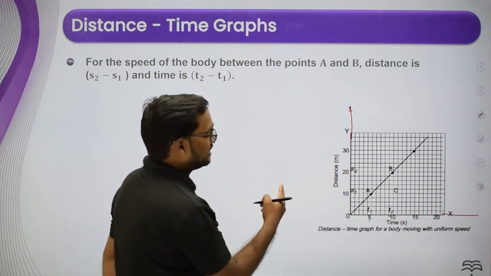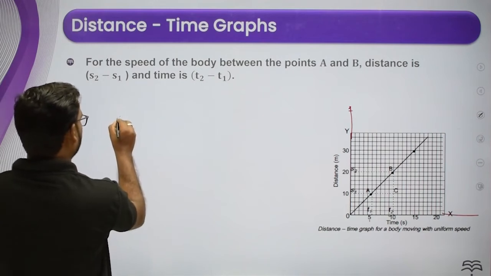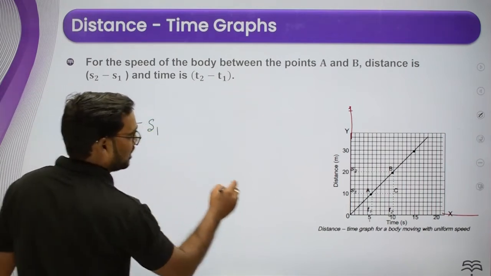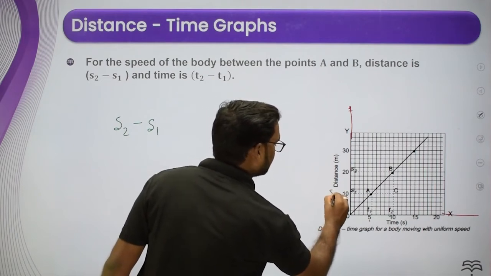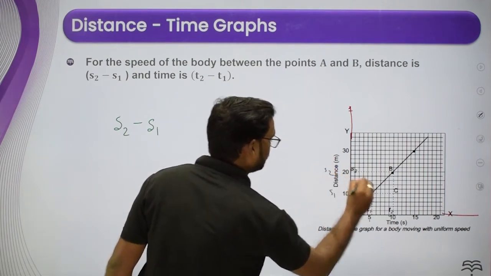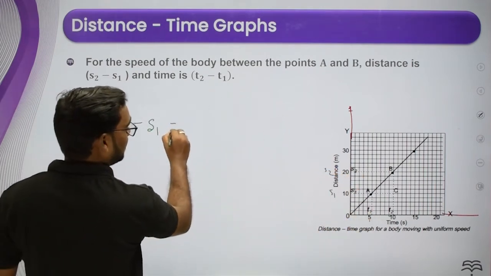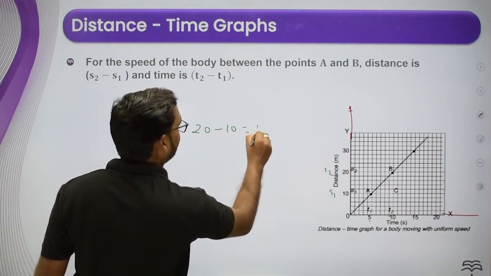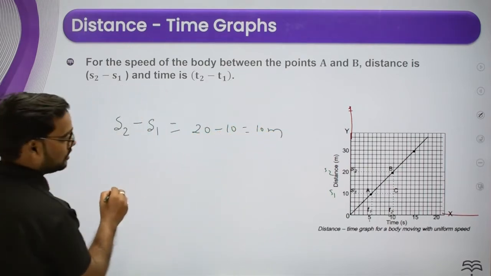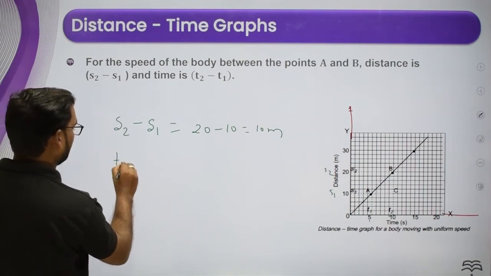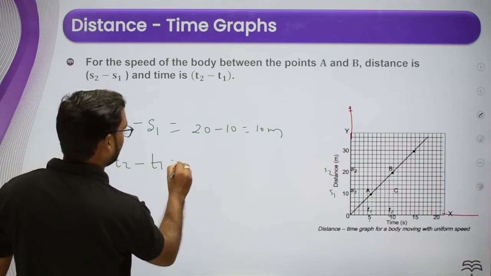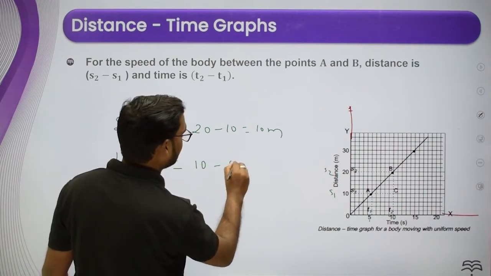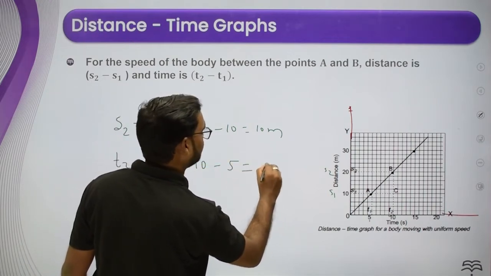If you want to write s2 minus s1, let us say this is s1 and this is s2. So s2 minus s1 is how much? 20 minus 10, you will get 10 meter. And if you want to write t2 minus t1, t2 is 10 seconds and t1 is 5 seconds. So this difference you will get is 5 seconds.